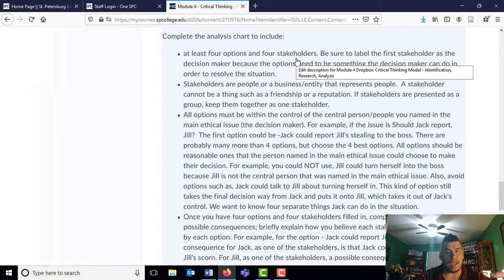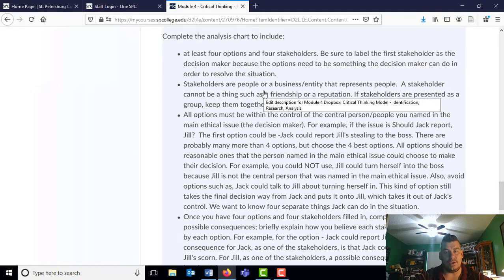And then the stakeholders that you have to fill in, just keep these in mind. These are people or entities or businesses that represent people who would be affected by the outcome the decision maker chooses.